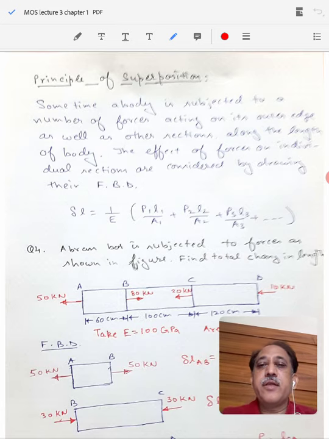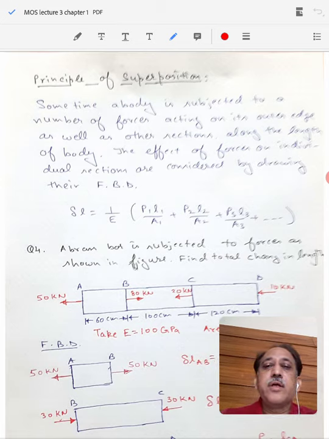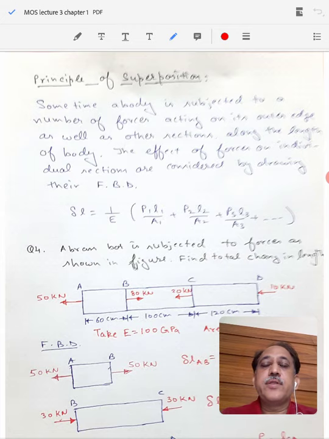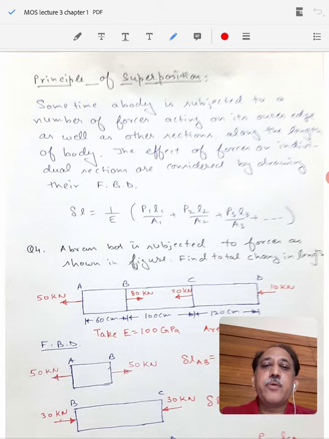When I say algebraic sign, it is because in some cases the force that may be acting may be of compressive nature, while in some other cases on some particular section the force may be of tensile nature. So the tensile forces will be considered as positive, while the compressive forces will be considered as negative. So that's why we need to take the proper algebraic sign into consideration. The formula will remain the same: the total deformation will be the algebraic sum of the deformations of individual sections.